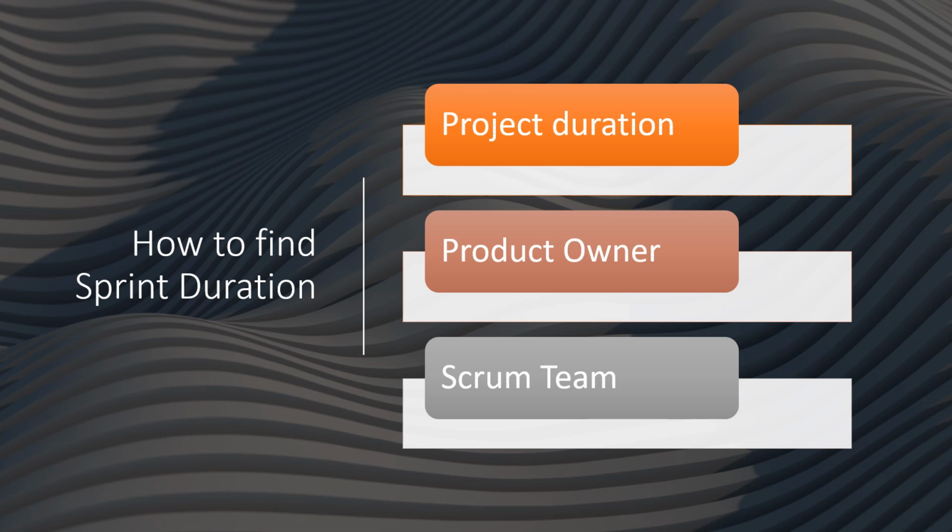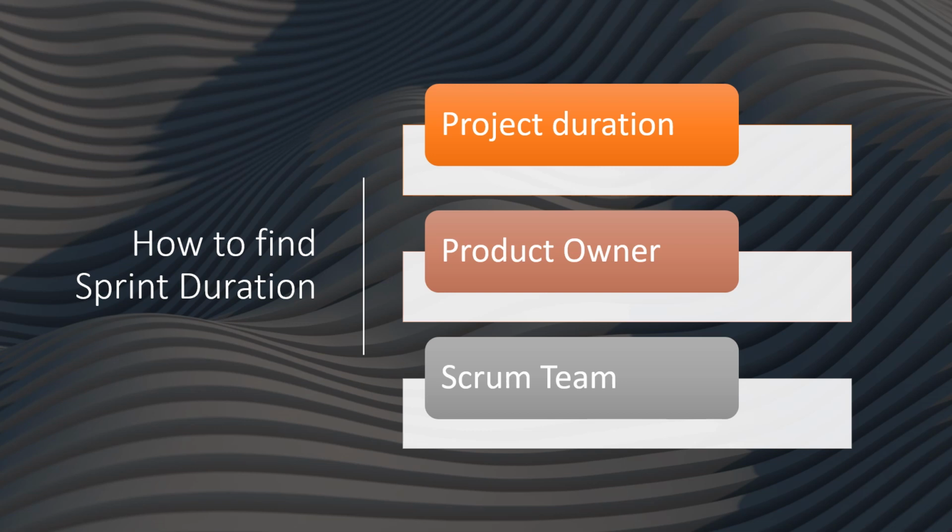So as a rule of thumb, a project with short duration, 3 to 6 months, should have a short sprint length, 1 to 2 weeks. And the project with long duration, 6 to 12 months, should have a long sprint duration, 3 to 4 weeks. But what if we have a project greater than 1 year? Then we need to divide it into shorter projects along with shorter releases.